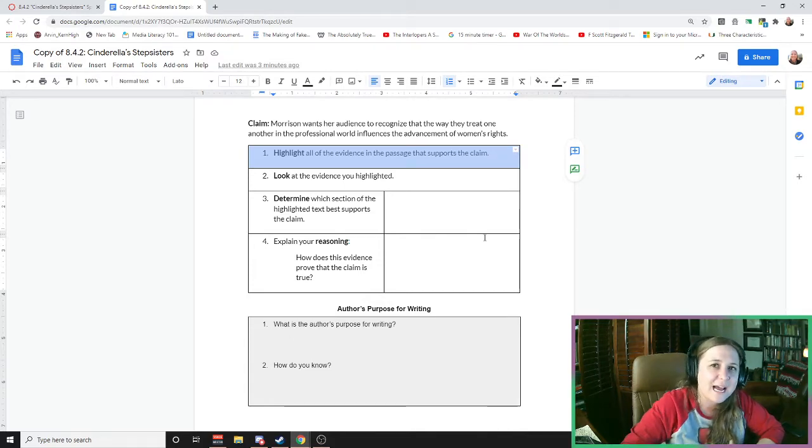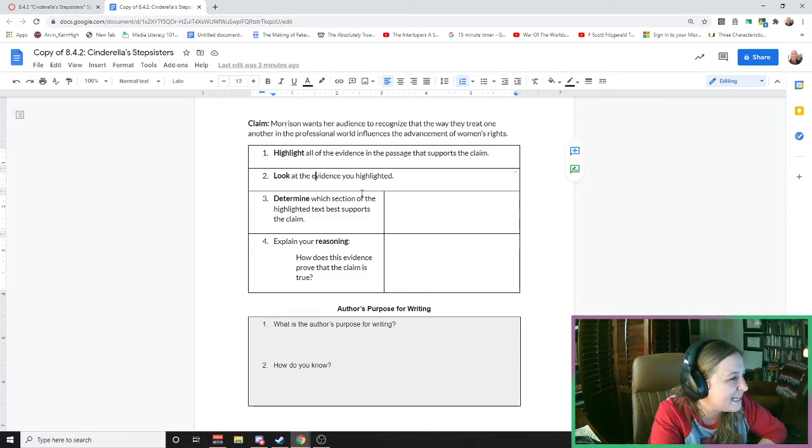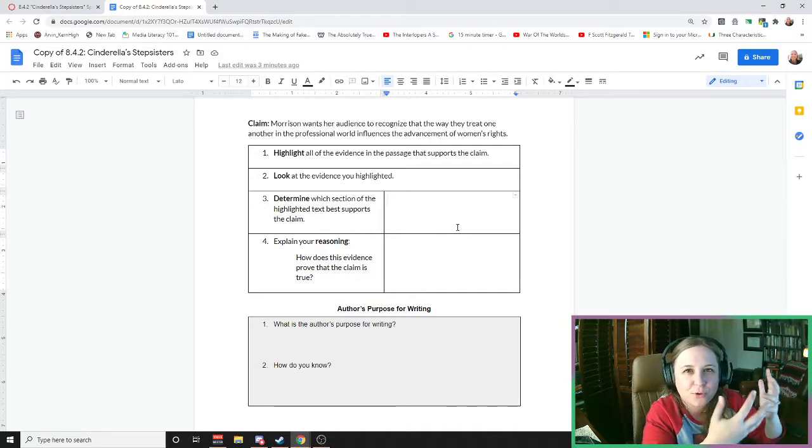Now, if you already highlighted and annotated your speech, that's okay. What I would do in your situation is choose a specific color to highlight all of those parts that support your claim, okay? I want you to look at the evidence that you highlighted, and I want you to determine which part of the highlighted text, which quotes you pulled, best supports your claim, okay?